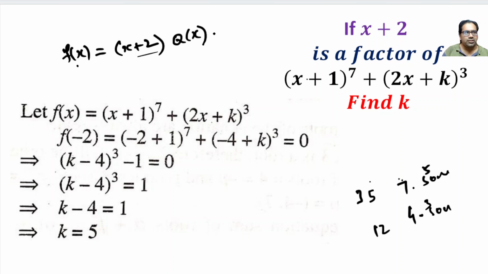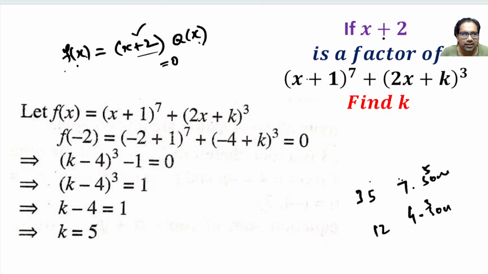This polynomial could be something that is immaterial now. We can write f of x as x plus 2 into something. Now, if you see the right hand side, if we take x equals minus 2, it is equal to 0, because this one will become 0 and 0 into this thing will anyway be 0. That means f of minus 2 is equal to 0. If you put minus 2 here, (minus 2 plus 1) whole power 7 plus (2 into minus 2 plus k) whole power 3 is equal to 0.